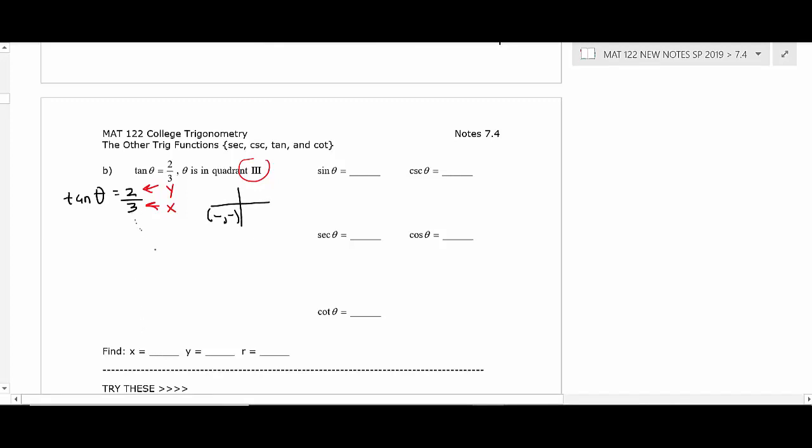X is not going to be 3, it's going to be negative 3. Y is going to be negative 2 because you're in quadrant 3. And remember, you're going left and down, so both x and y are negative. So we've got x and y, okay?